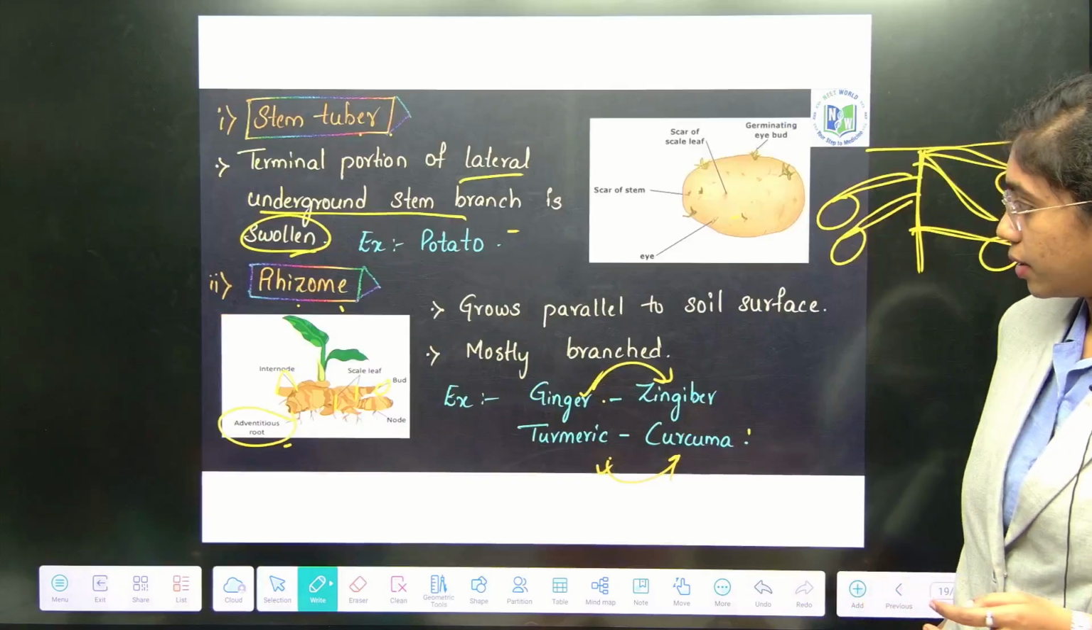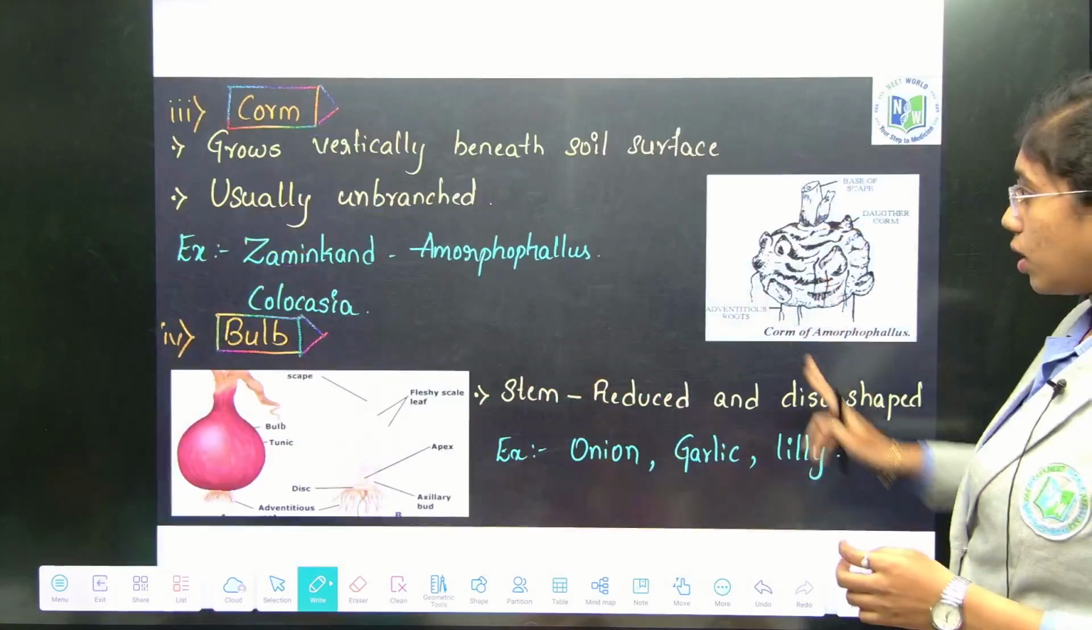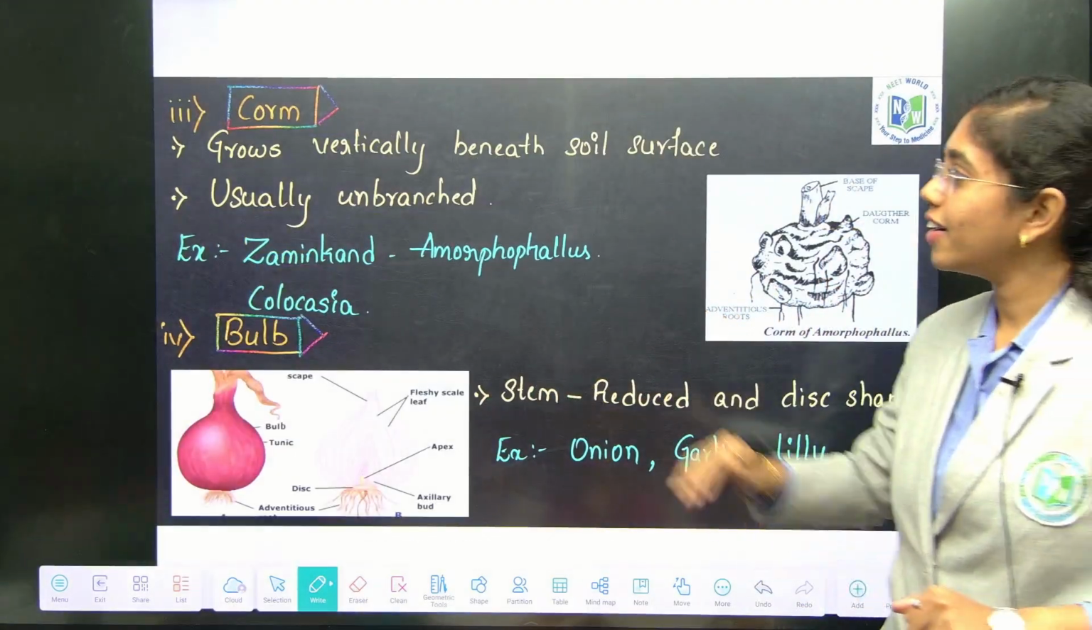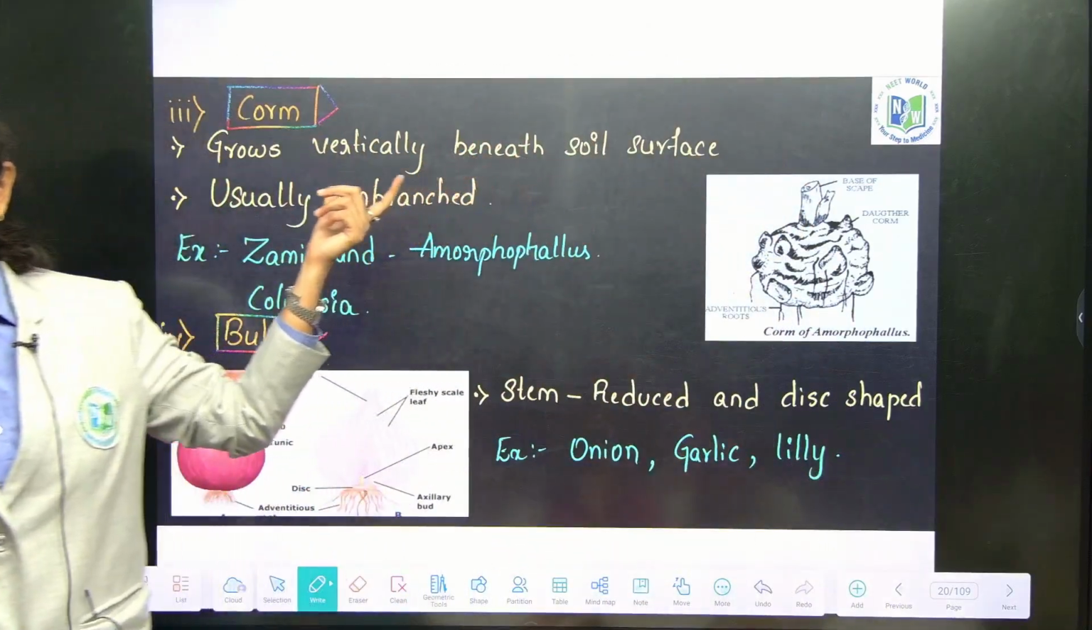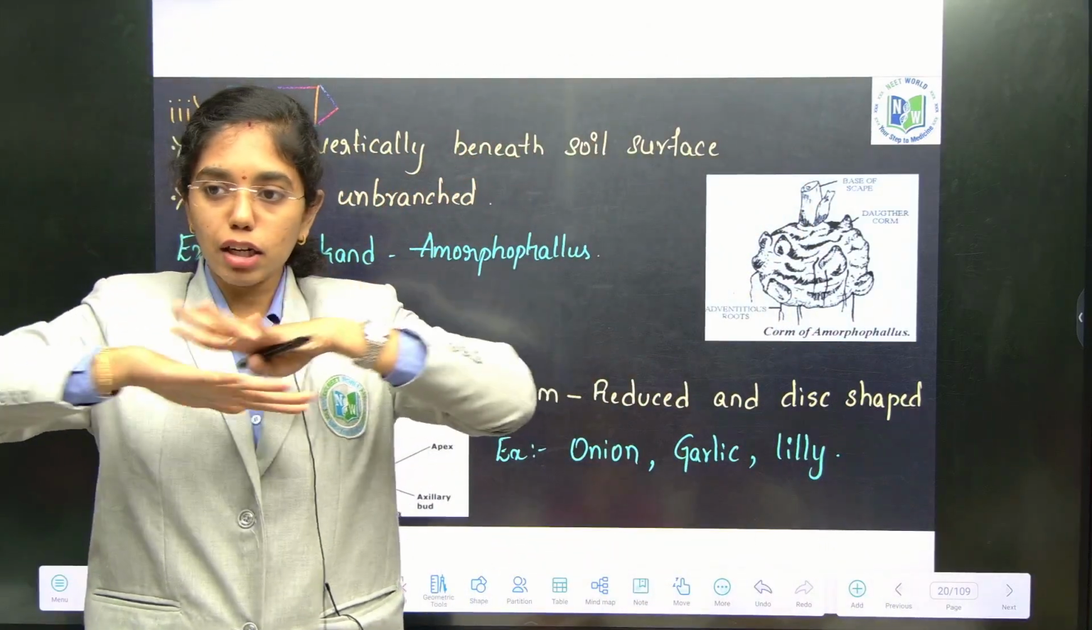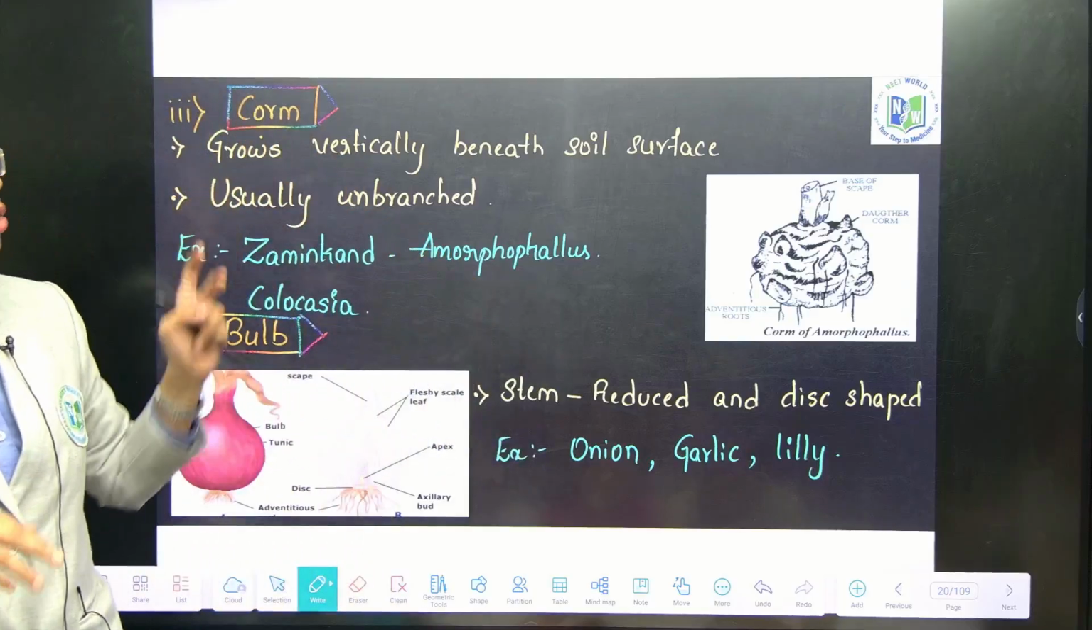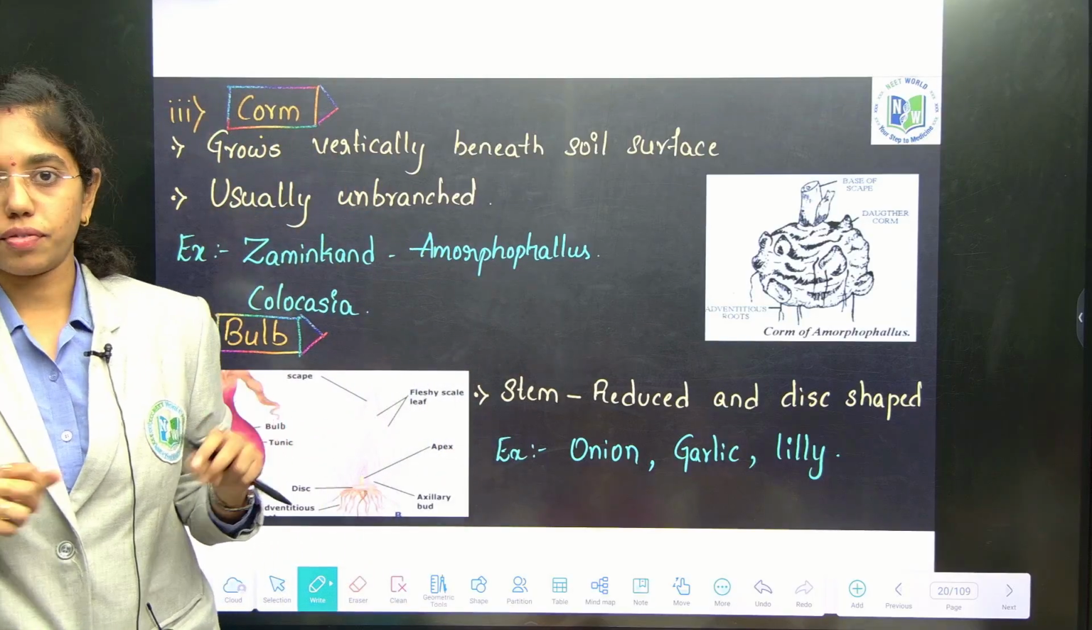Yes, it comes. Colocasia is coming now, it comes under this. Hold on. Corm here is what? This grows vertically beneath the soil surface. Rhizome is growing parallel to the soil surface. Corm is growing vertical to the soil surface.